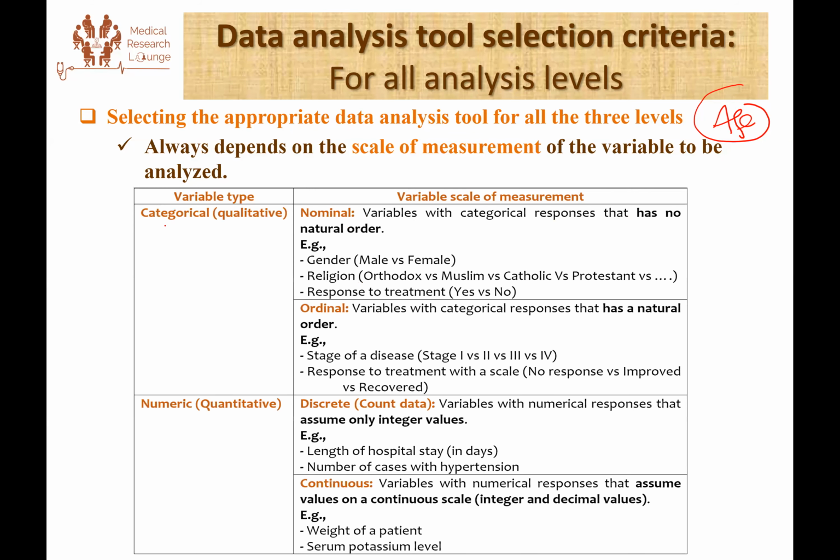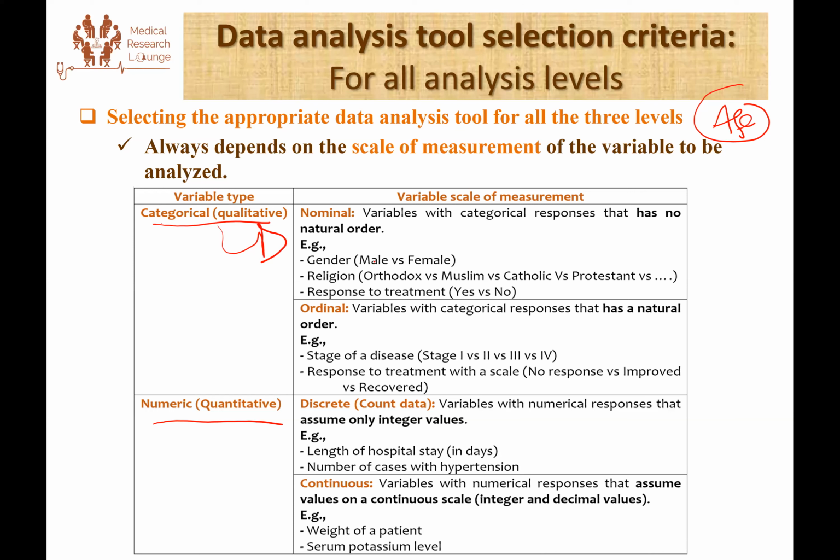In general, we have two groups of variables, categorical or qualitative, and numeric or quantitative variables. The categorical variables are variables which tend to assume responses that are in categories. So based on the nature of the categories, we can have two types of categorical variables. The first one is nominal. Nominal is just a variable with two or more responses, which doesn't have any natural order. That means one of the responses doesn't have any higher or lower rank compared to the other.